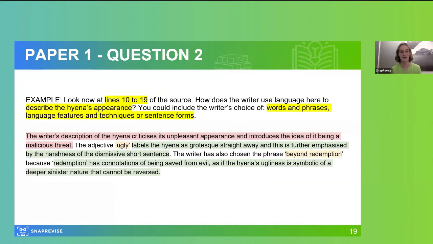I have picked that line about being ugly beyond redemption. So I make my point. I say the writer's description of the hyena criticizes its unpleasant appearance and introduces the idea of it being a malicious threat. The adjective ugly labels the hyena as gross straight away, and this is further emphasized by the harshness of the diminished short sentence. The writer has also chosen the phrase beyond redemption because redemption has connotations of being saved from evil, as if the hyena's ugliness is symbolic of a deeper, sinister nature that cannot be reversed.